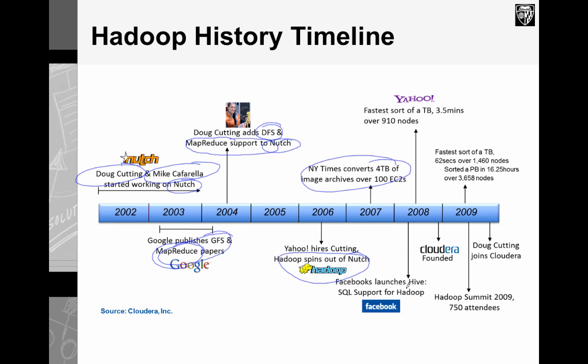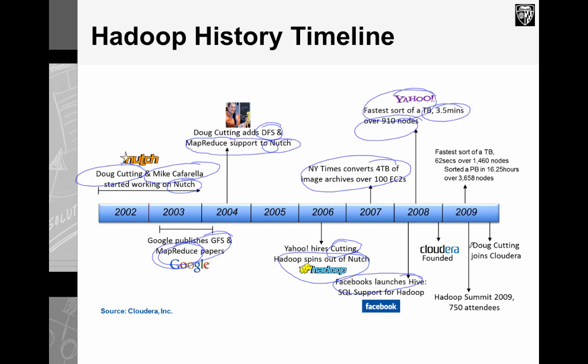Around 2008, Facebook launches Hive as part of the Hadoop ecosystem, a project that's built on top of Hadoop MapReduce that translates SQL-like queries into Hadoop MapReduce. In 2008, Yahoo, which actually started the Hadoop project under the leadership of Doug Cutting in 2006, break the record for a terabyte sort in 3.5 minutes by using 910 nodes. If you're going to be doing distributed computing, if you can break the terabyte sort record, that's an amazing feat. And that's what they did.